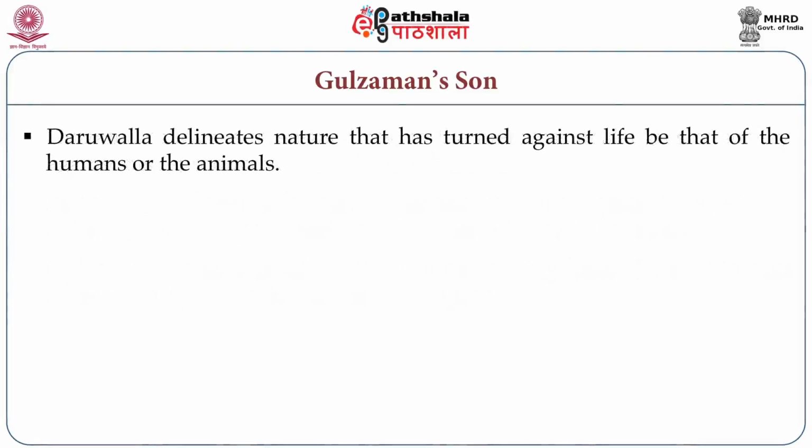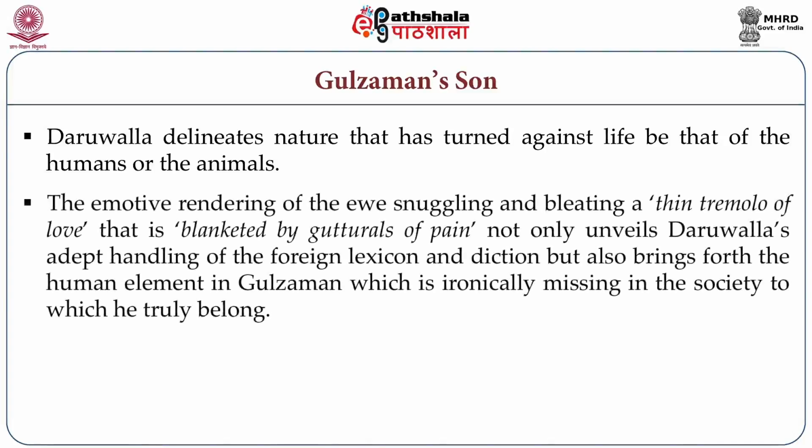Daruwalla delineates nature that has turned against human life, be that of the humans or of the animals. The emotive rendering of the ewes, snuggling and pleading, a quote, thin tremolo of love that is blanketed by gutturals of pain, not only unveils Daruwalla's adept handling of the foreign lexicon and diction, but also brings forth the human element in Gulzaman, which is ironically missing in the society in which he truly belongs.